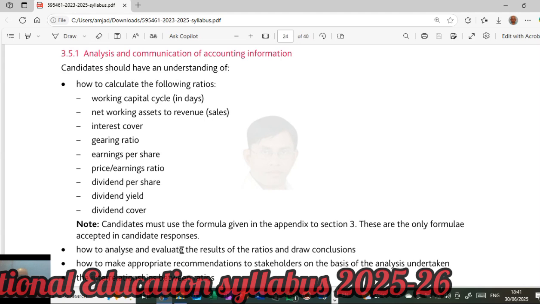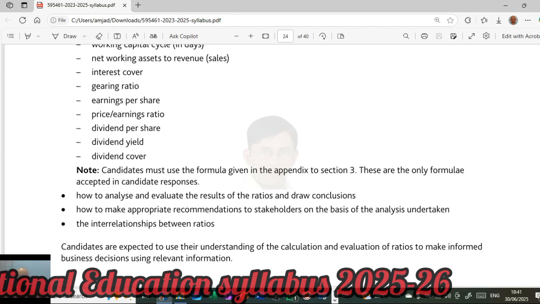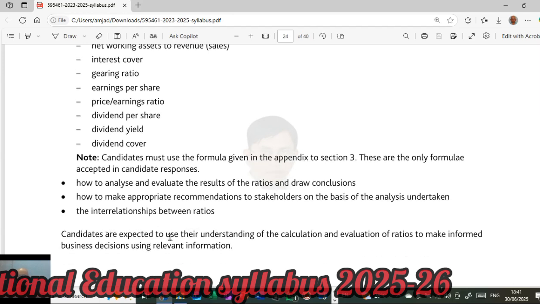How to analyze and evaluate the results of the ratios and draw conclusions. You will be given questions to find out, calculate and comment on the ratios, and how to make appropriate recommendations to stakeholders on the basis of the analysis undertaken. The interrelationship between ratios: you should be able to comment and give your conclusions. Candidates are expected to use their understanding of the calculation and evaluation of ratios to make informed business decisions using relevant information. So it is challenging, very good, and very important.